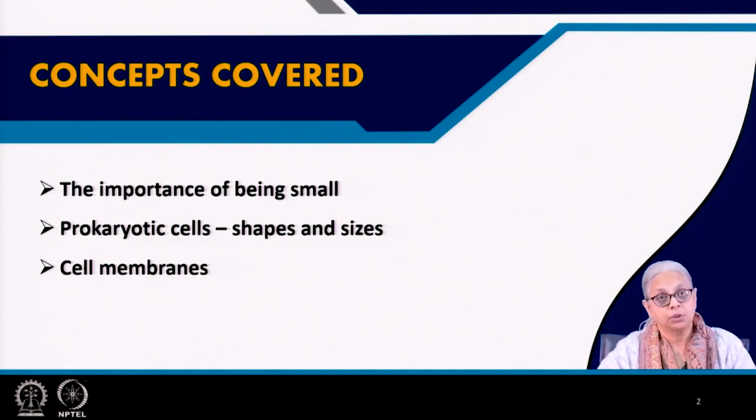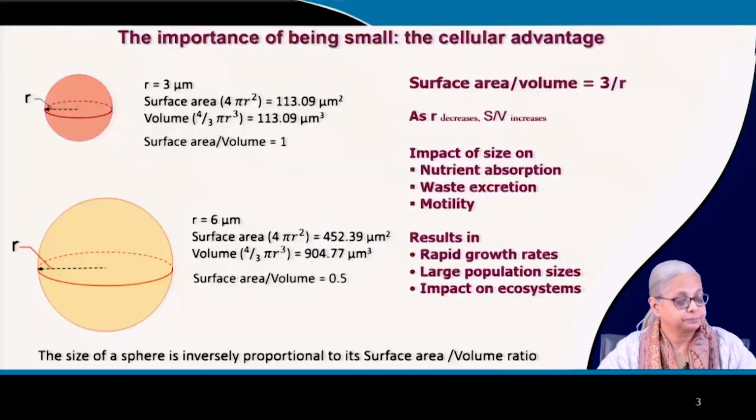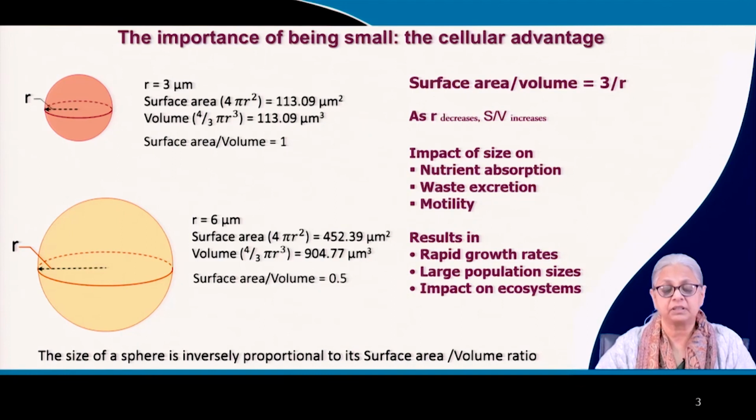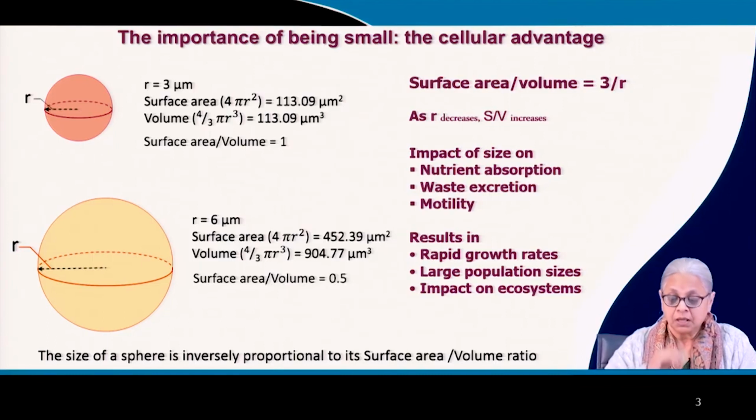And then we come to prokaryotic cells. What are the different shapes and sizes that we see in the environment, and the nature of cell membranes, because that determines how they take in nutrients and how they excrete waste into the environment. So let's start with the cellular advantage, which is also the importance of being small for these bacteria.